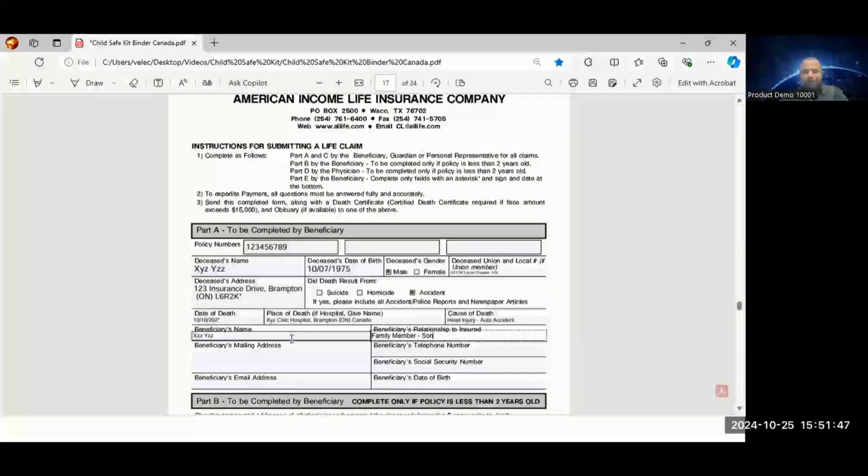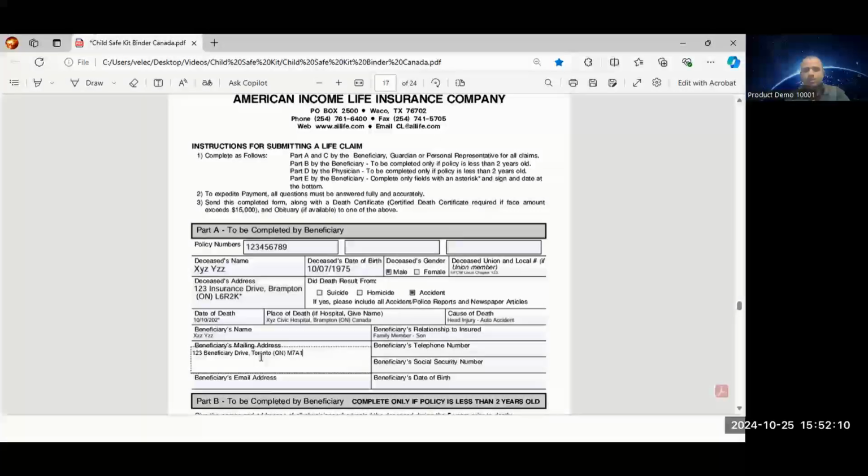And make sure the name and the address for the beneficiary matches his or her photo ID or driver's license. So let's say the mailing address is 123 Beneficiary Drive, Toronto, Ontario, and this is M7A 1Y, whatever the last digit is. Telephone number. Let's say this is 905-799-998, whatever the last number is.